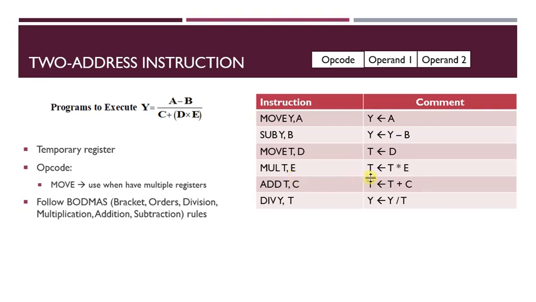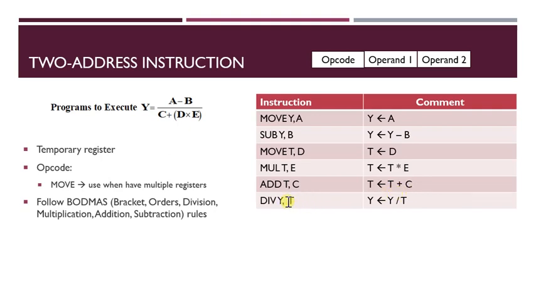Inside the temporary register, it does the multiplication operation. So basically, inside the temporary, it already has the value of D. So T multiply with E. Right? After that, you do the addition with the value of C. So this is the command T plus C.